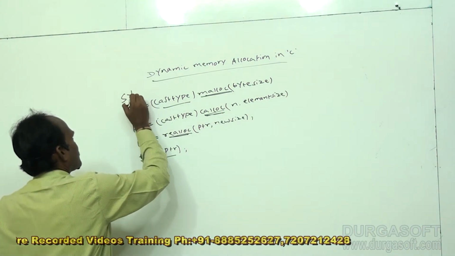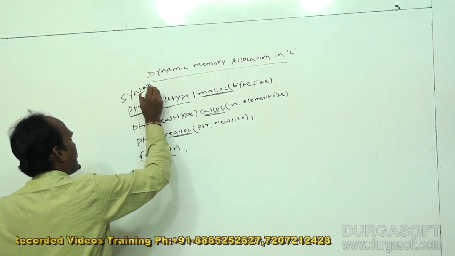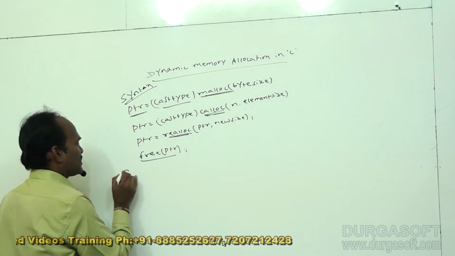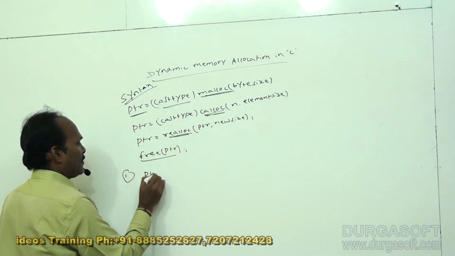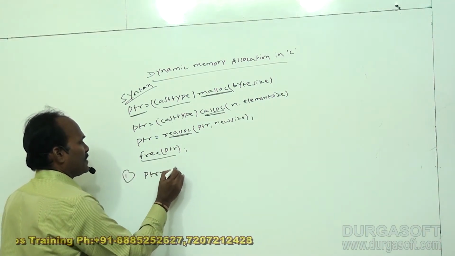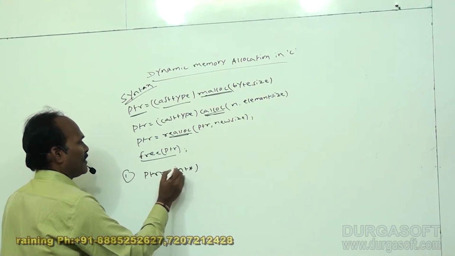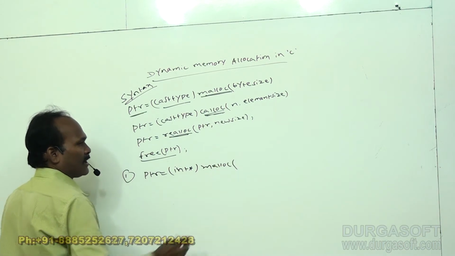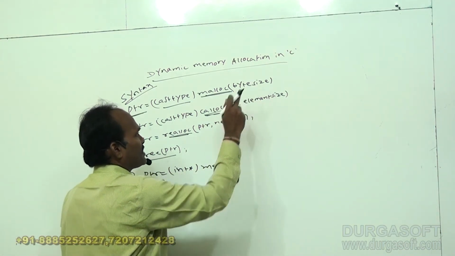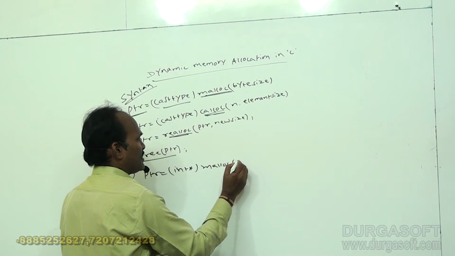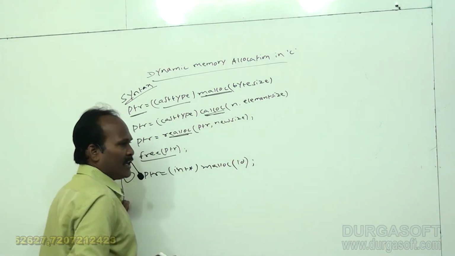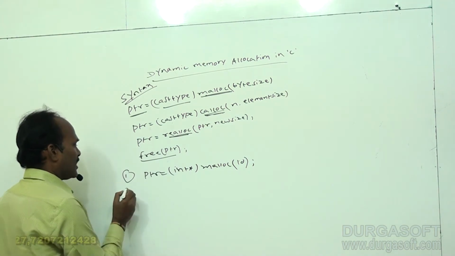These are syntaxes. For example, PTR equal to (int *) malloc. Here I want to assign bytes. Here you can say size of 10, which means 10 bytes of space will be allocated at runtime.